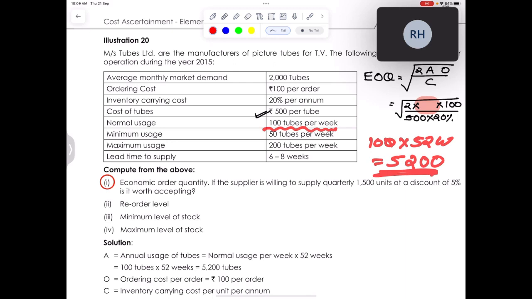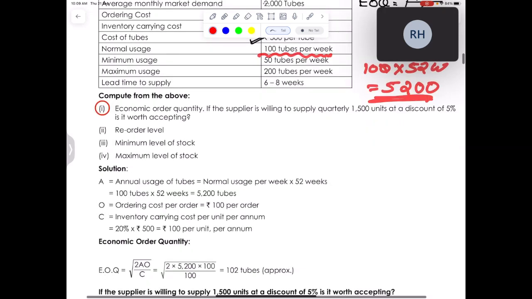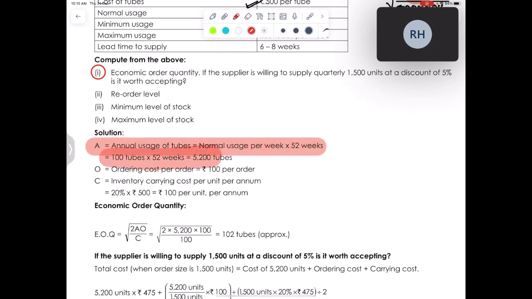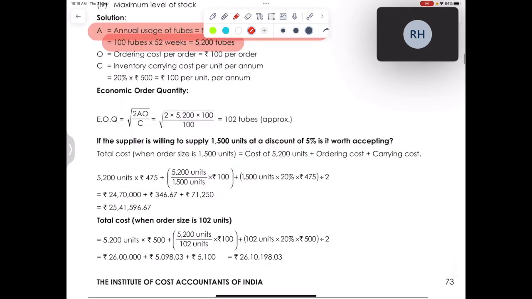Tell me, children, is this point clear to you? So this is the most important point. I request each and every student to highlight this point, because the only special point in this particular question is how you will compute the annual requirement of raw material. Okay, clear?